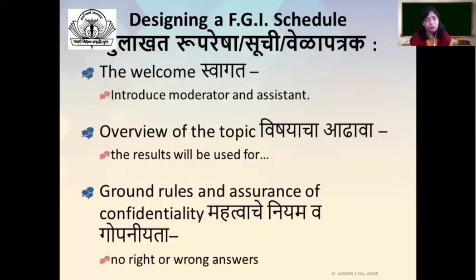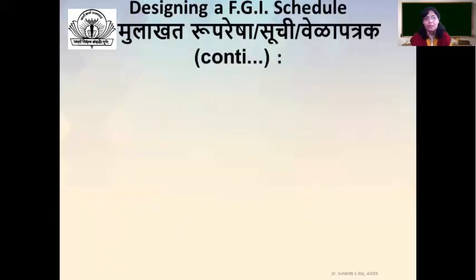Then ground rules and assurances of confidentiality are given. That means to tell them that there are no right or wrong answers, and whatever your answers are, they will be kept confidential and used only for the research, so that you get valid answers and people will not feel hesitant to give you the answers. So these are some ground rules and assurances of confidentiality. This is how you start a focus group interview. And this is a schedule because you are planning out what will be there in the focus group interview.